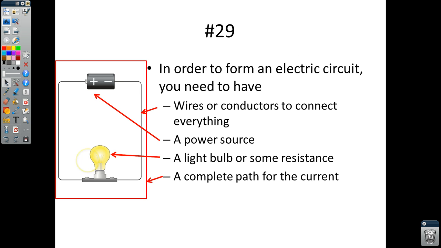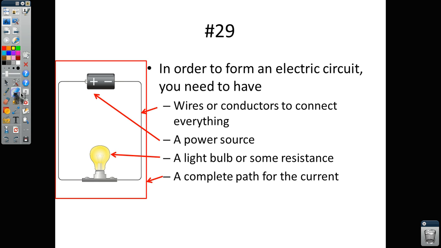Number 29, in order to form an electric circuit, we have to have several things. First thing that we need that they show you here are wires. So here are the wires. We need a power source, and that's our battery. We need a light bulb or some sort of resistance, and we need to make sure that they all form a complete circuit, one that is not broken or open.